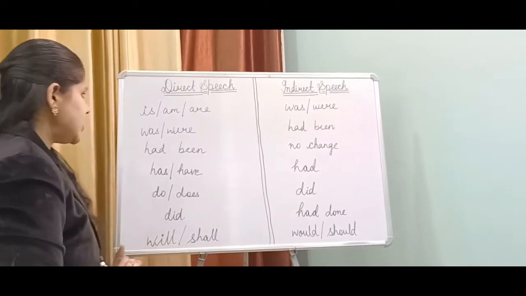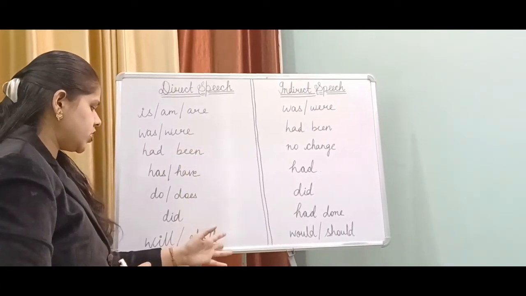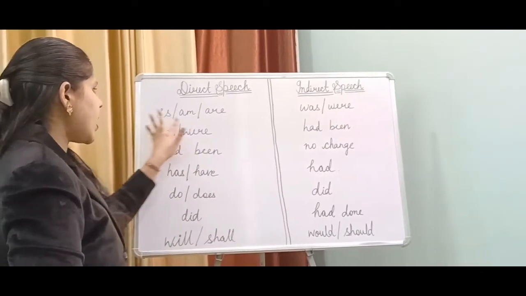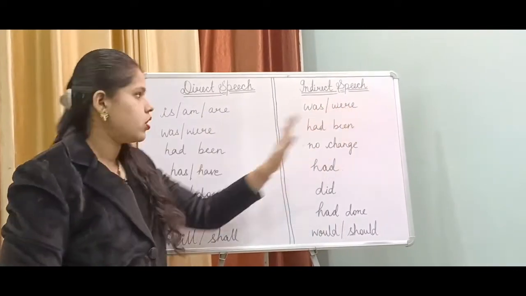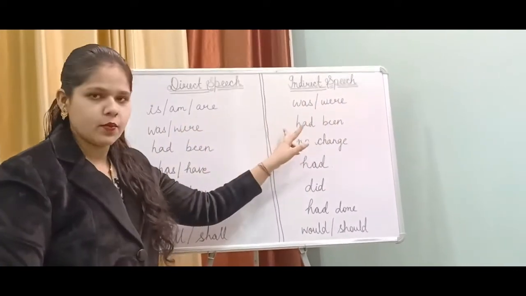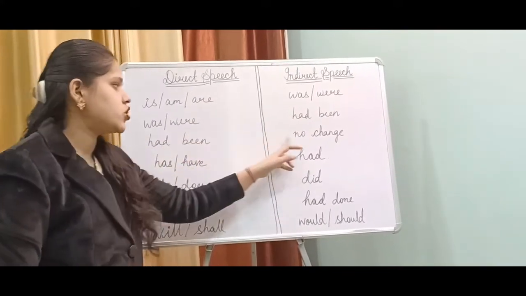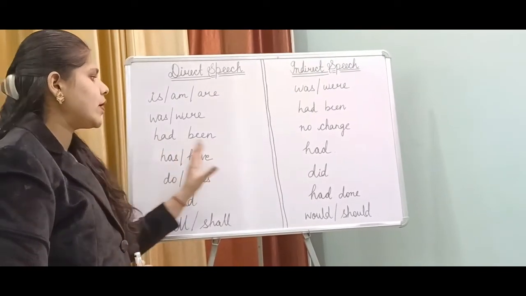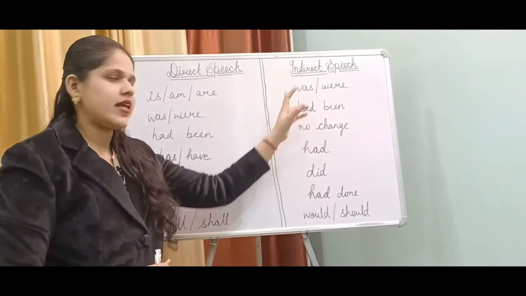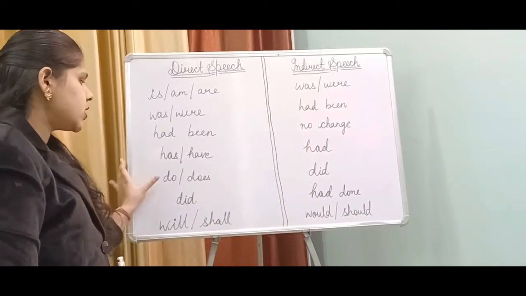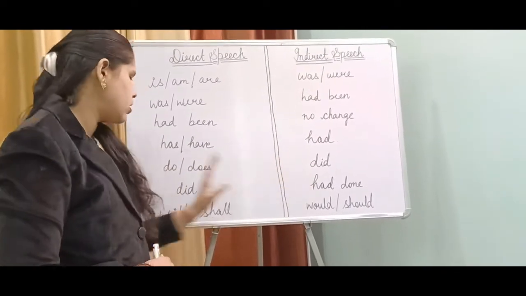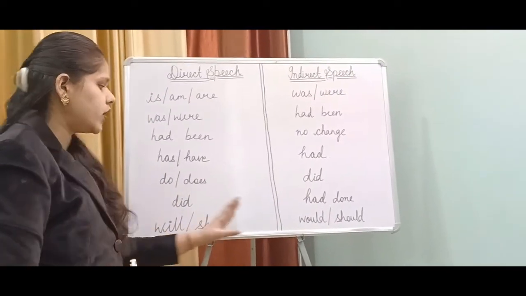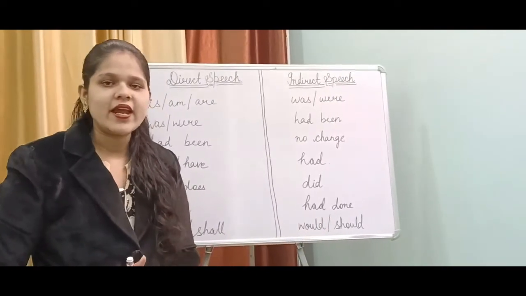Now these are some verbs in reported speech which will be converted while phrasing indirect speech. Is, am, are is converted into was or were. Was, were is converted into had been, and had been has no change in indirect speech. Next, has and have will be converted into had. Do or does is converted to did. Did is converted to had done, and will and shall are converted to would and should while phrasing indirect speech sentences.